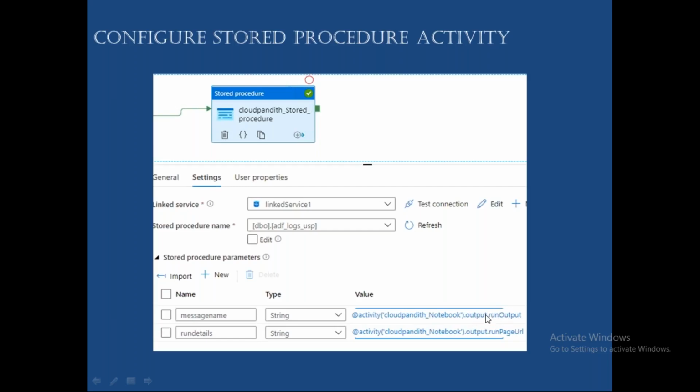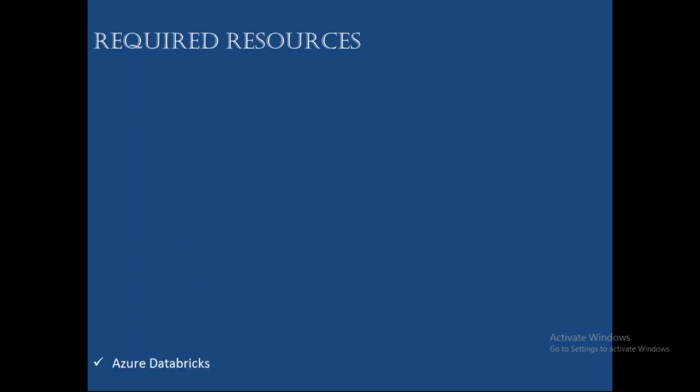When you say run output, the actual message will come. For run details, I need to use the run page URL from the notebook output. That URL I need to pass to the run details parameter. Okay, so if I pass the actual values to these two parameters, they will insert the actual message into the log table.